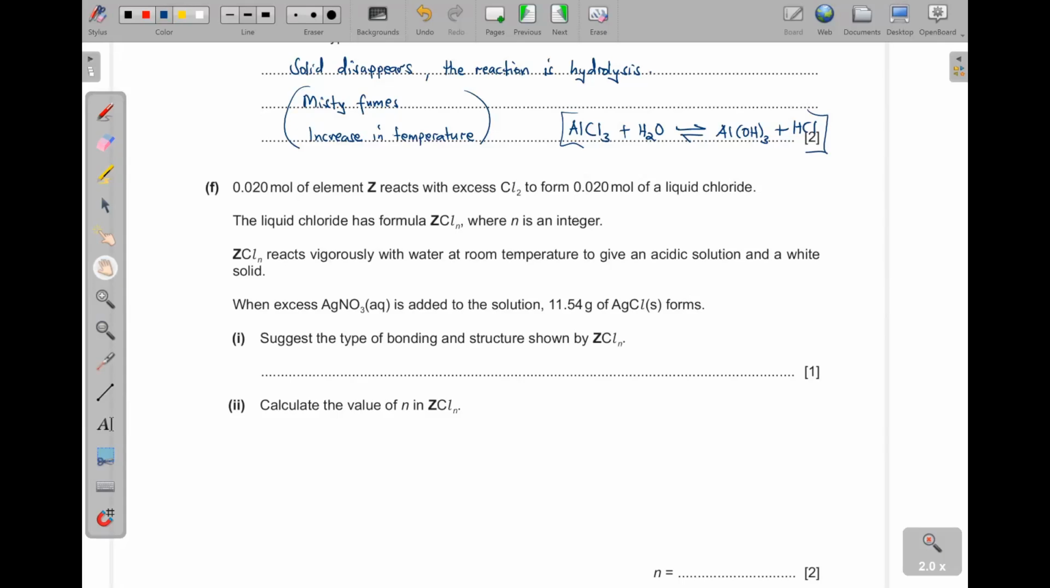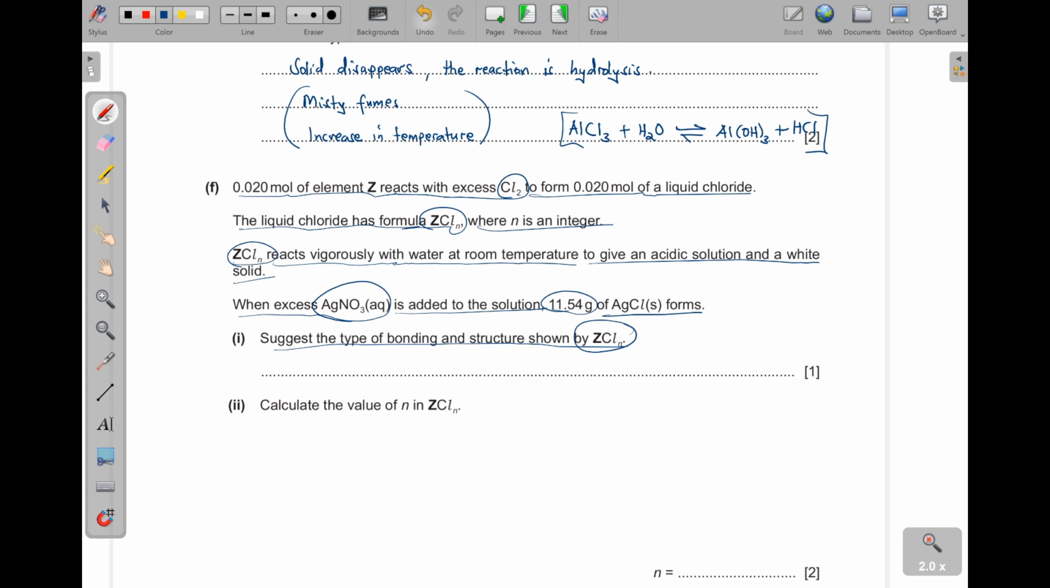Then part F, they are saying that 0.02 moles of element Z reacts with chlorine to form 0.02 moles of the liquid chloride. The liquid chloride has the formula here, where n is an integer. This compound reacts vigorously with water at room temperature to give an acidic solution and a white solid. When excess silver nitrate is added to the solution, we see 11.54 grams of silver chloride formed. Roman 1 suggests the type of bonding and structure shown by this one here.